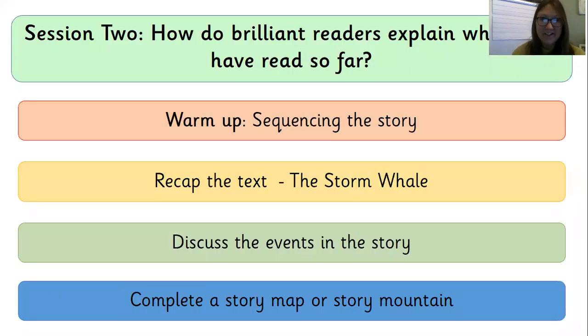Let's see what we're going to do today. Session 2 says, how do brilliant readers explain what they have read so far? We're going to begin by sequencing the story. We're going to recap the text, the Stormwell. We're going to discuss the events in the story, and then complete a story map or a story mountain to show that we understand what we have read.